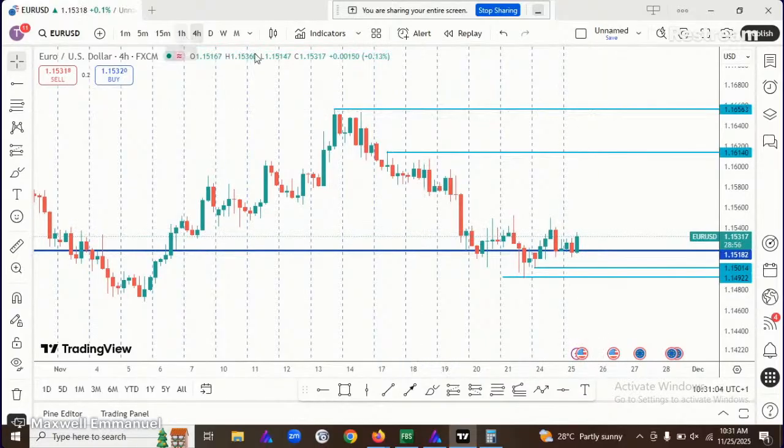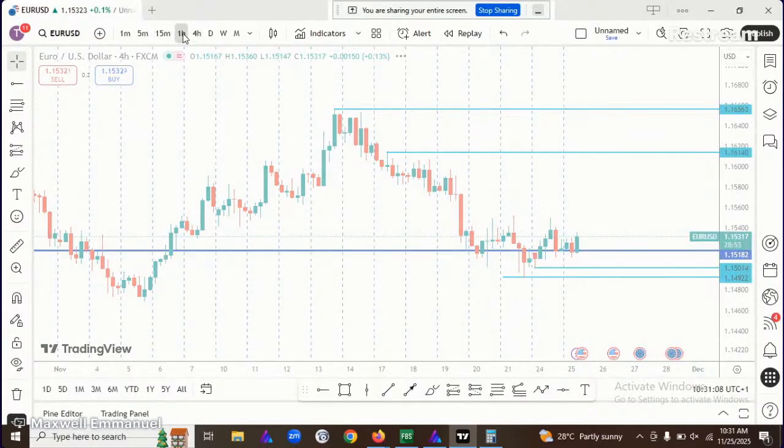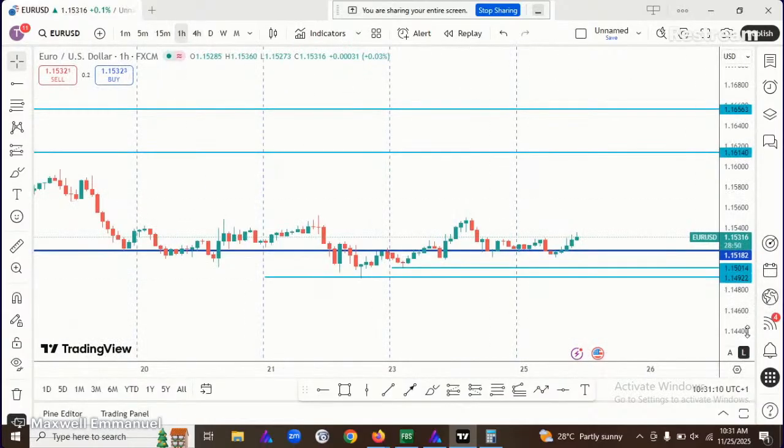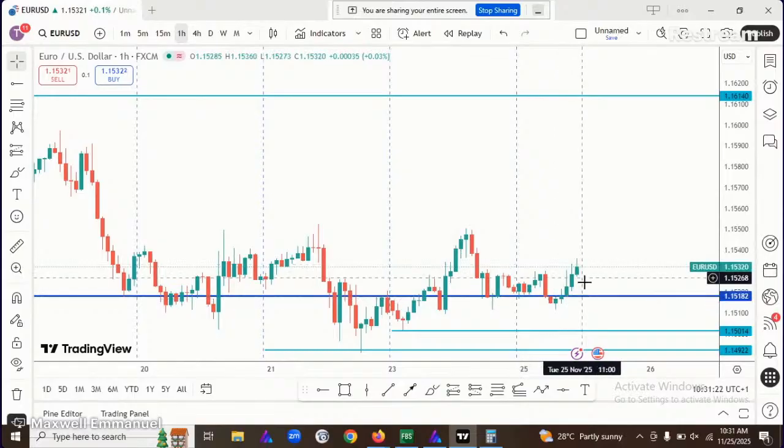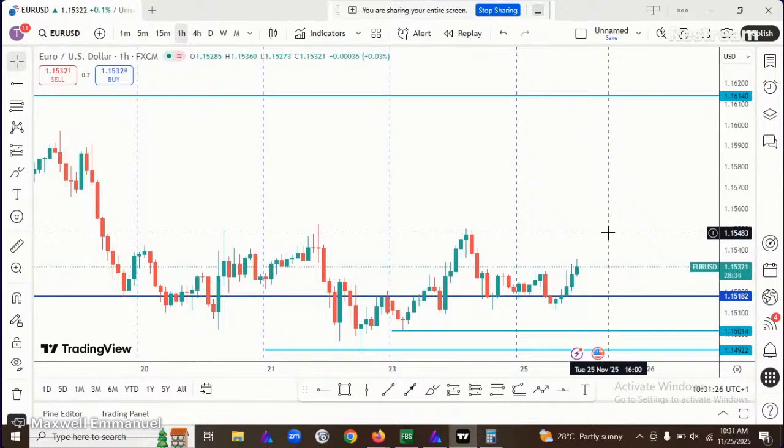So let's see 1 hour. At this point, a fair value gap has been created on the 1 hour or 15 minute time frame. So we had a buy, right? And it's been buying from this point. This is where one would have entered a buy trade. If you didn't buy from this point, patiently wait for price to pull back to this level before you buy. That's my advice.